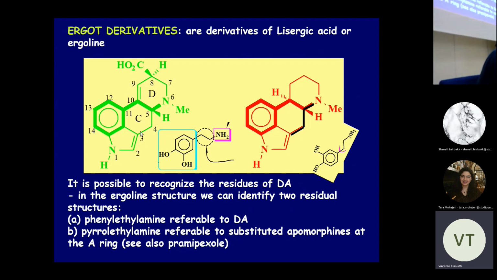But what is the chemical structure of these alkaloids? You can see in this picture the very complicated chemical structure of this compound. Four rings A, B, C, D fused together.